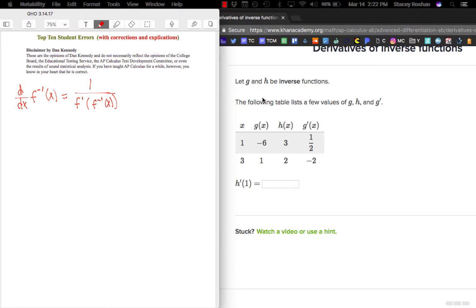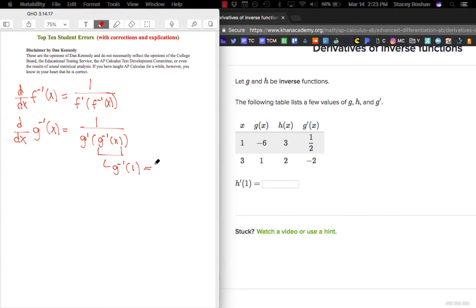So in this one, g and h are inverses. We want to find the derivative of h, which is the inverse of g. I'm going to rewrite it with the same notation. I get 1 over g prime of g inverse of x. I want to find it at 1, so I'm going to be doing g inverse of 1.